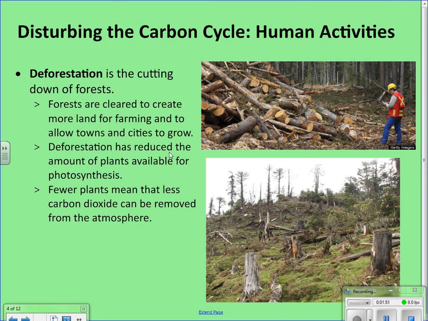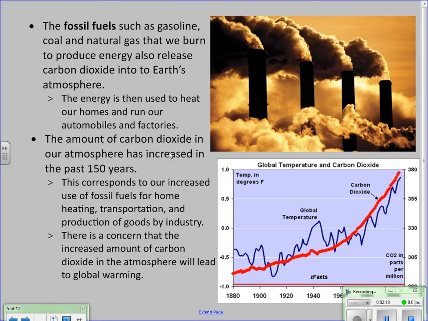Deforestation is, of course, cutting down forests, and deforestation obviously reduces the amount of plants available for photosynthesis. When there's less plants, there's less carbon dioxide that's actually removed from the atmosphere. And human deforestation practices have changed, but we can still see areas like that within our environments.